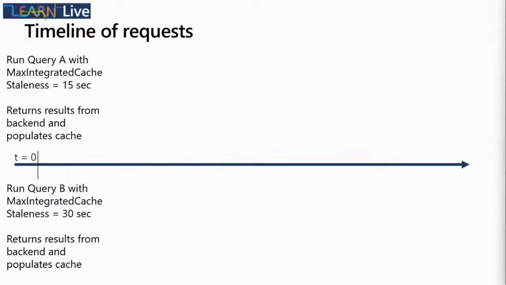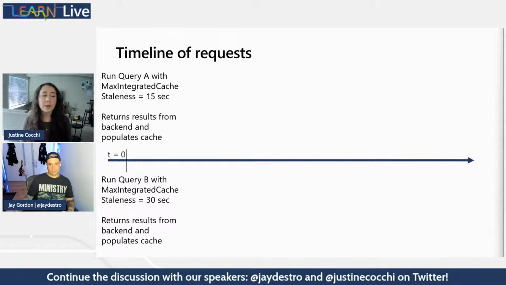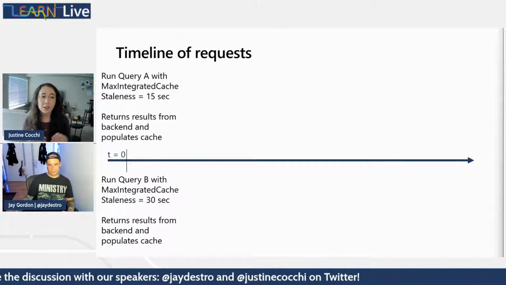First, we have query A. At time equals 0, so 0 seconds, we're going to run query A. And with query A, we're going to set that max integrated cache staleness to 15 seconds. This request will actually return the results from the backend and will populate the cache. We don't have anything in the cache yet because this is t equals 0. Everything is fresh. At the same time, we're going to run query B. And for query B, we're going to set the max integrated cache staleness to 30 seconds.